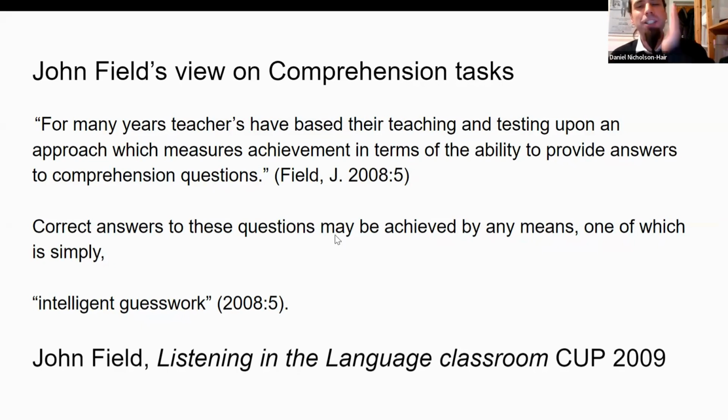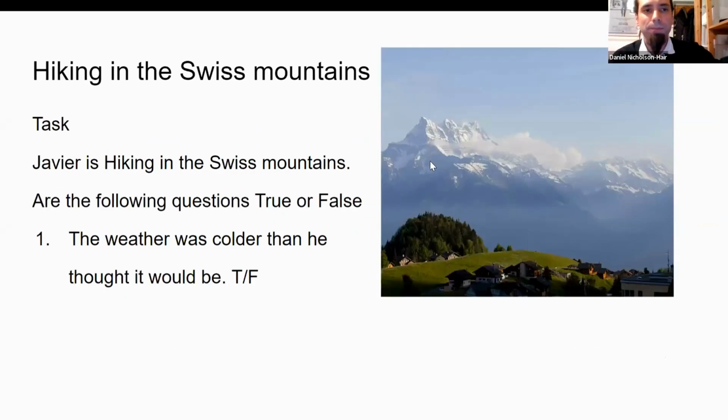Okay, so intelligent guesswork, really, this is where I feel that focusing too much on the top-down processing, be it with pre-listening tasks and conversation tasks, perhaps, makes it a little bit too easy, for want of a better expression. And what I have designed to show this in a little bit more detail is a listening task. So please have a look at this. This is my task.